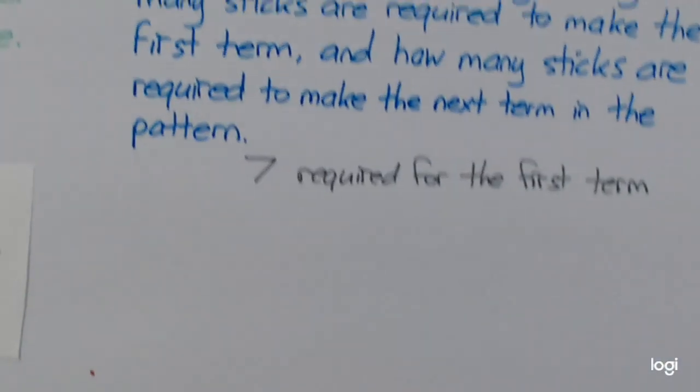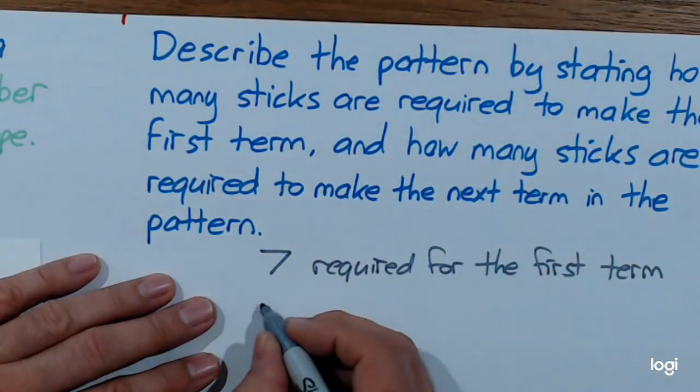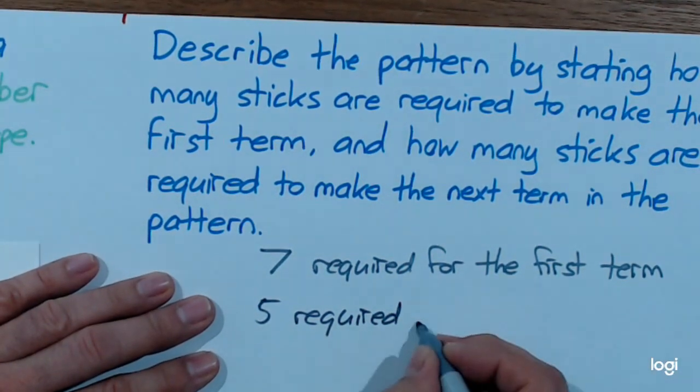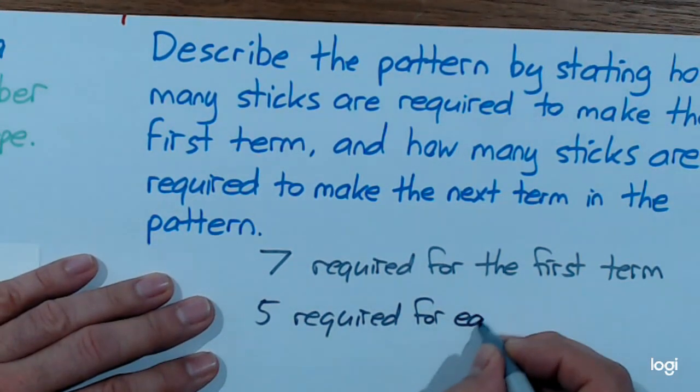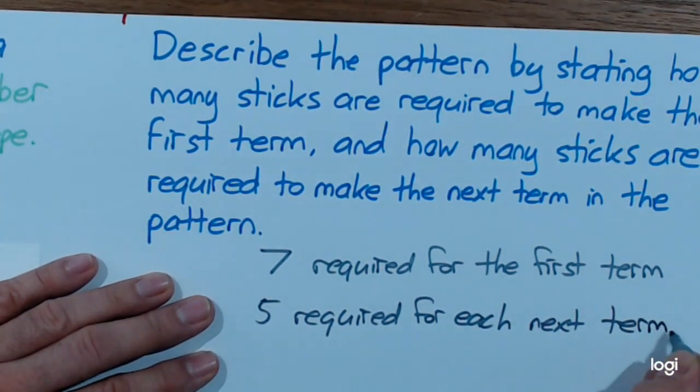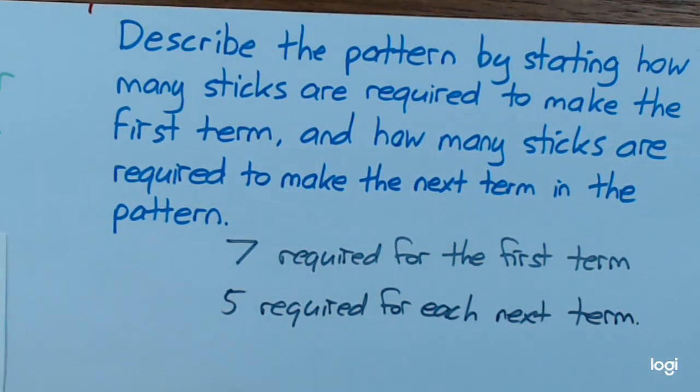So the rest of this is 5 required for each next term. No matter which one you're up to, if you want to make the next one, you're going to need another 5 sticks. Okay. Now let's do that in a table.